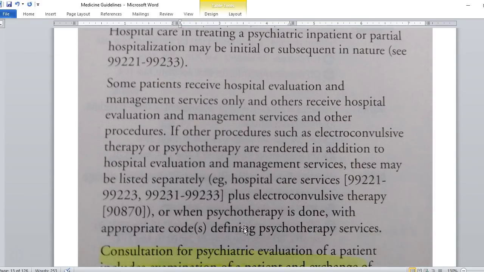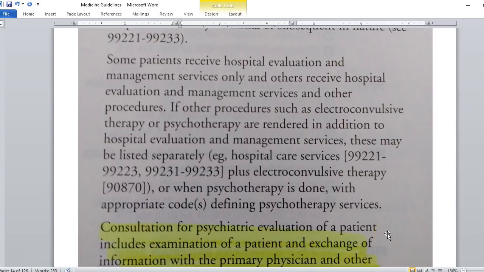It goes on to tell us that, again, some patients receive hospital evaluation and management services only, and others receive hospital evaluation and management services and other procedures. So if we're doing other procedures such as electroconvulsive therapy or psychotherapy, in addition to the hospital evaluation and management services, these may be listed separately. So we could do like a 99221 with the electroconvulsive therapy code.